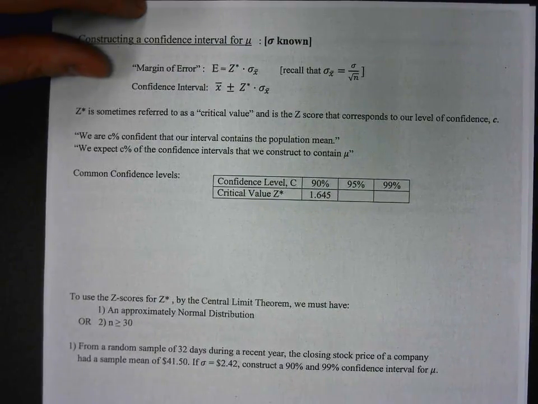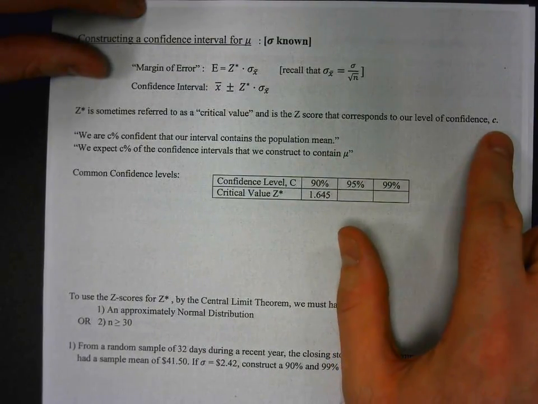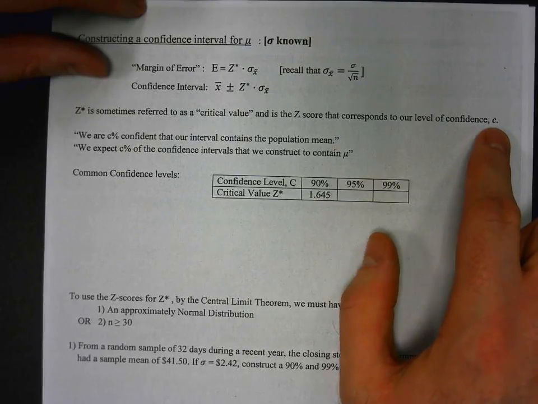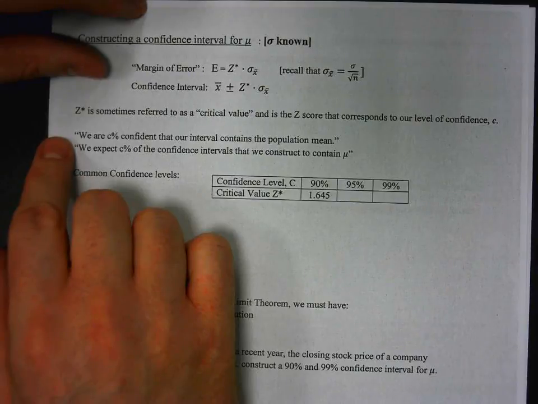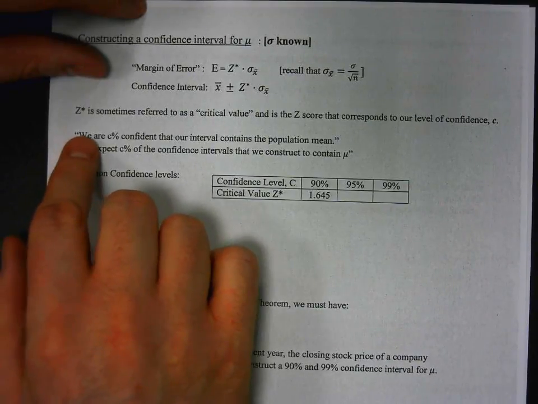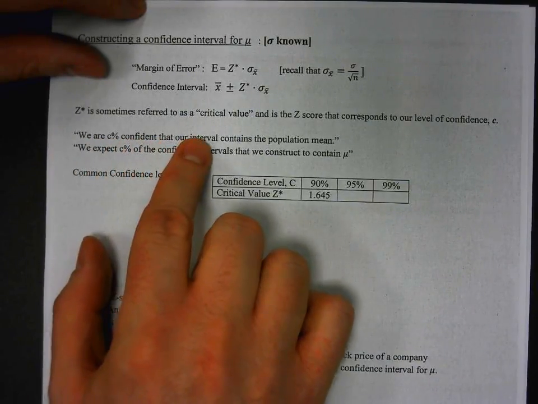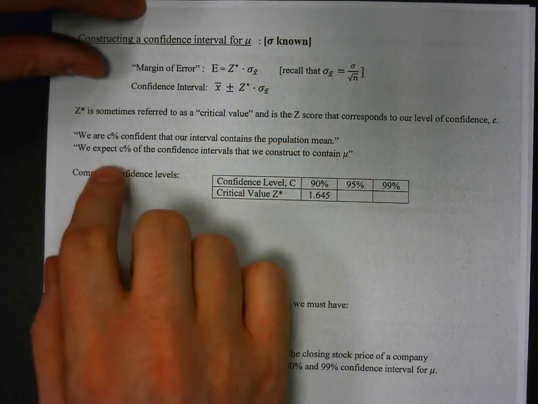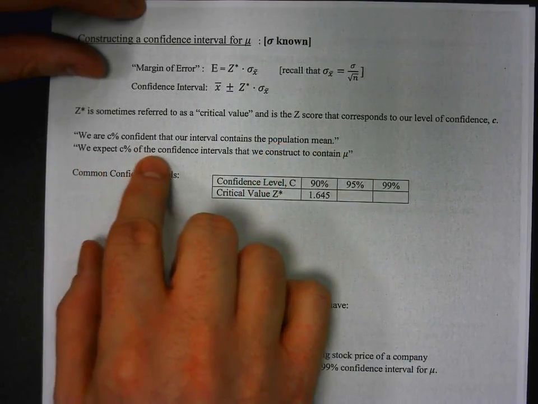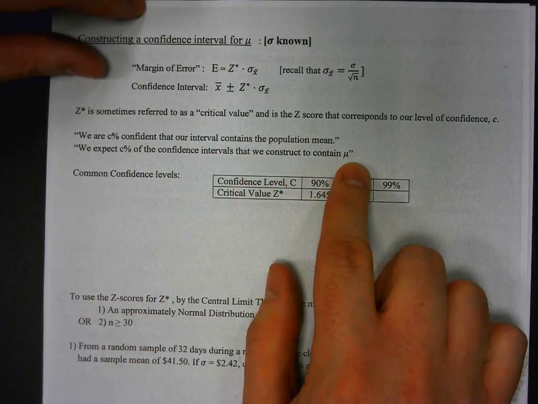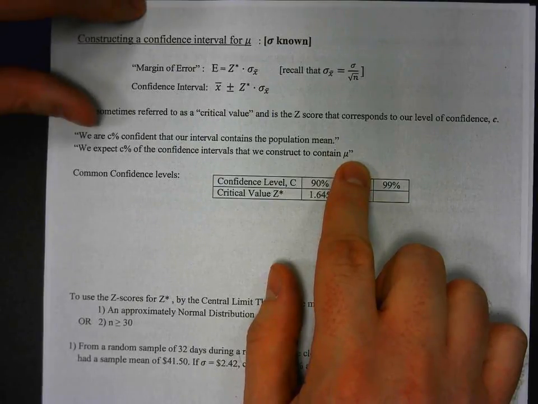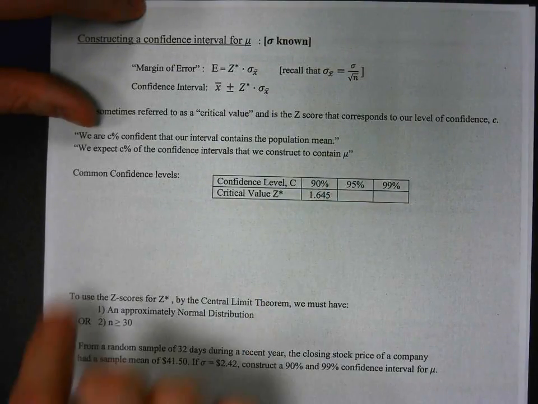So the way we interpret those answers for our level of confidence C, if our confidence level is 95%, we would say we're 95% confident that our interval contains the population mean mu. Or we would expect 95% of the confidence intervals that we construct to contain the true value of the population mean mu. That's how we interpret our intervals.